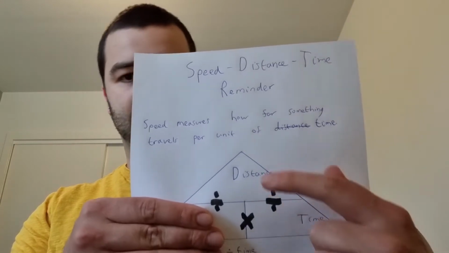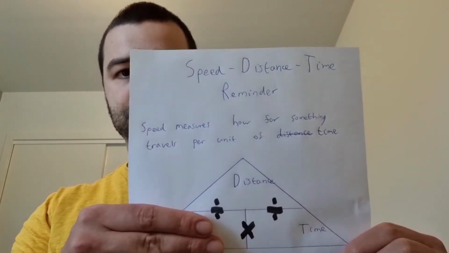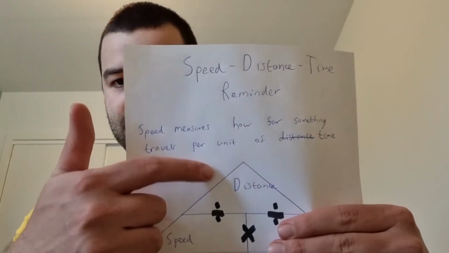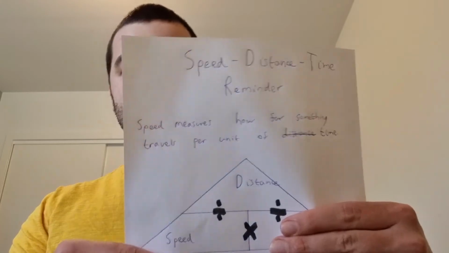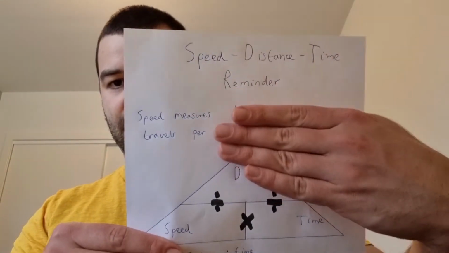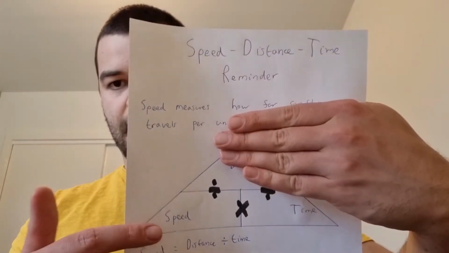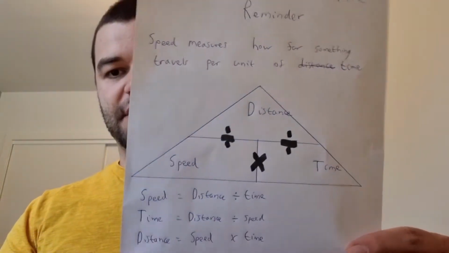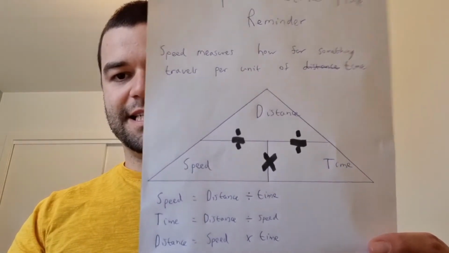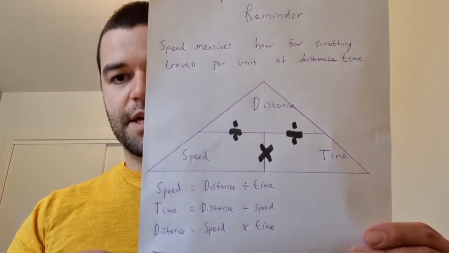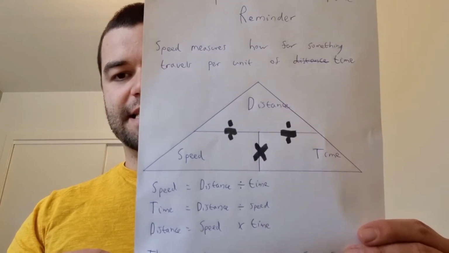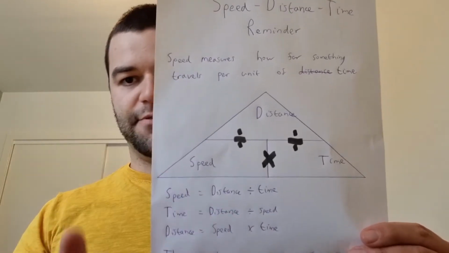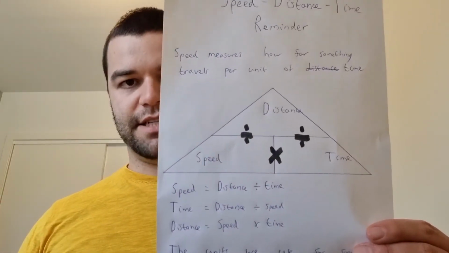So for example, if I'm trying to work out speed, I just cover it up. That means to find out speed, I do distance divided by time. If I'm trying to work out time, I cover it up, and that means I do distance divided by speed. And if I'm trying to work out the distance, again, I cover it up, and I do speed times time. So based off that, the three formulas that we use are speed equals distance divided by time, time equals distance divided by speed, and distance equals speed multiplied by time. So that's the triangle, these are the formulas. Make sure you're aware of these and know how to use these.